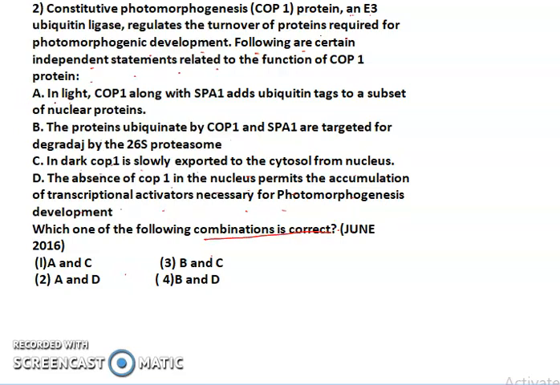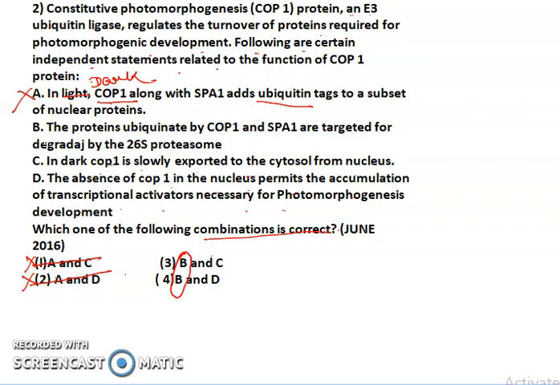The first option is in light, COP1 along with SPA1 adds ubiquitin tag to a subset of nuclear protein, and it is the wrong statement. It will act as a ubiquitin ligase in absence of light, in the dark condition. We can eliminate the first point, by which the first and second options are incorrect. Now, without reading the second option, we can be sure that it is a correct statement because it is common in both third and fourth option.